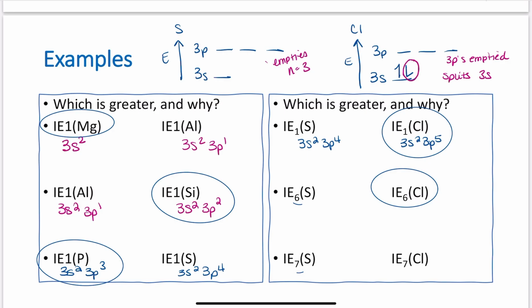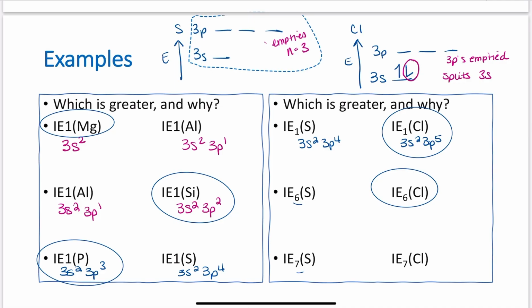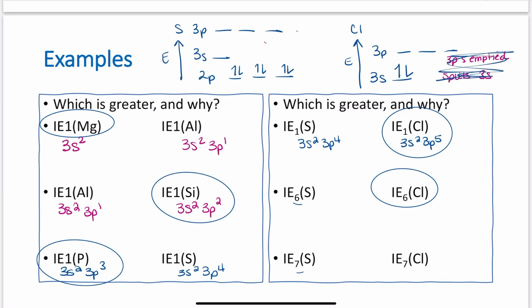But when I look at the 7th ionization energy, this removes yet another electron. Notice for sulfur, it's already lost all of the n equals 3 electrons it has. So now we're into the 2p. Whereas for chlorine, we're removing this electron. For sulfur, I'm now trying to remove this electron.